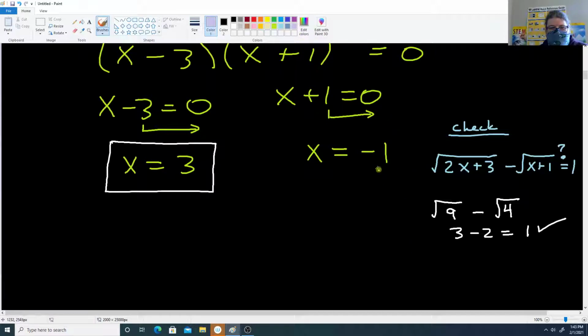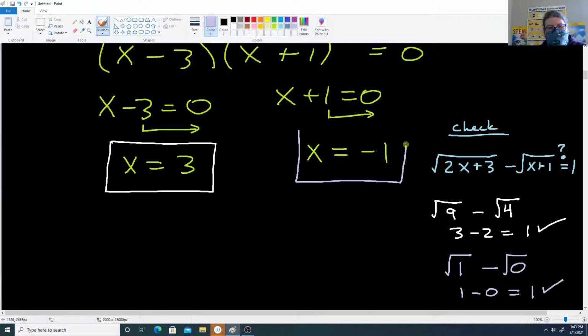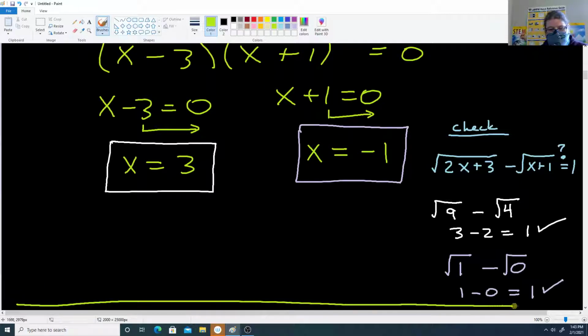So let's check x equals negative 1. I put negative 1 in here. 2 times negative 1 is negative 2. Negative 2 plus 3 is square root of 1. We get minus the square root of negative 1 plus 1, which is square root of 0. So I get 1 minus 0 is 1. That checks out too. That's good. So both of my possible solutions end up making this equation true, so they both work.